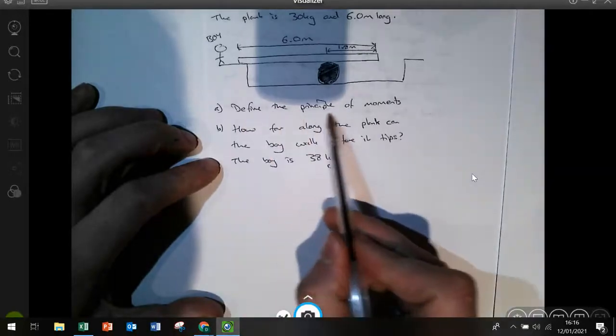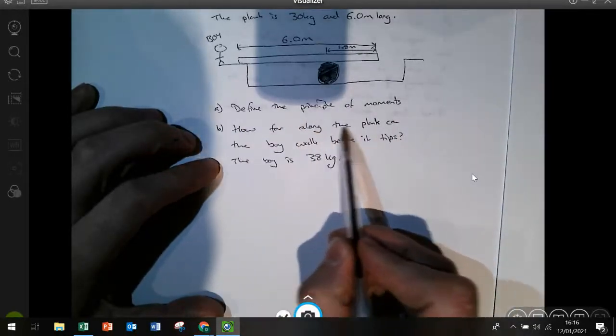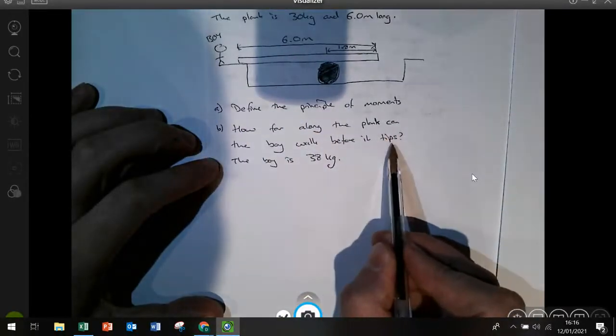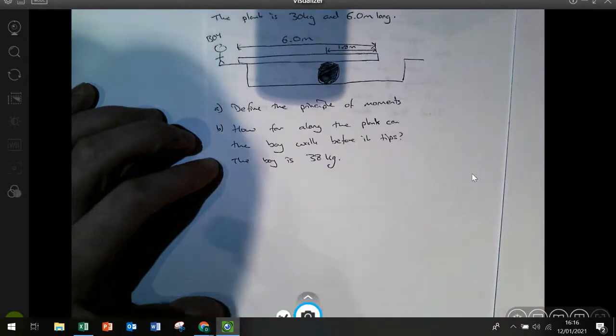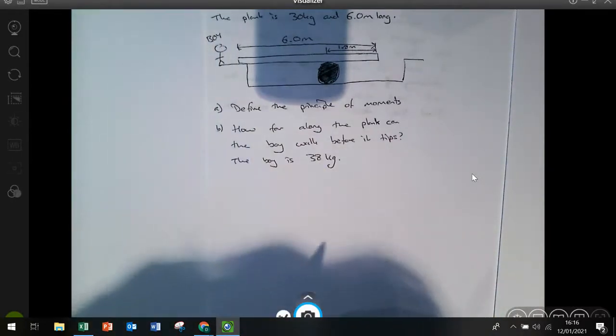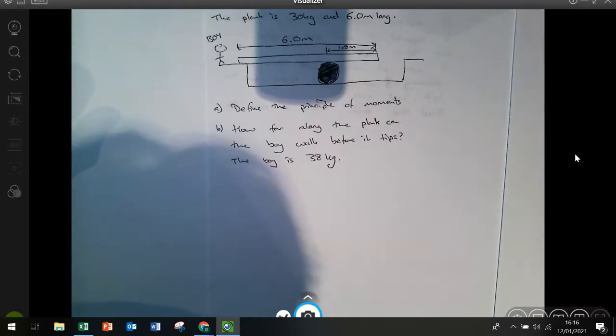Part A, define the principle of moments. Part B, how far along the plank can the boy walk before it tips? And the boy is 38 kilograms. I would suggest you pause the video now and have a go at this question.